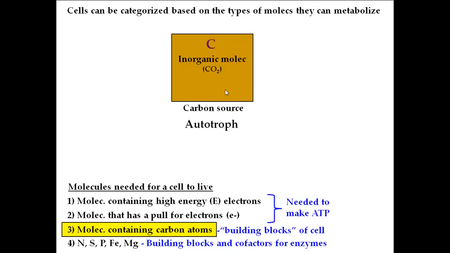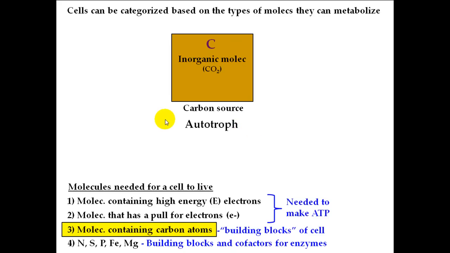If you break down that term, auto means self, and troph means to feed. So these are self-feeders. It would make sense that these types of cells are called self-feeders because they can just sit there and absorb the CO2 from the air and use that as their source of carbon. They're feeding themselves carbon by just sucking in the CO2 from the air.